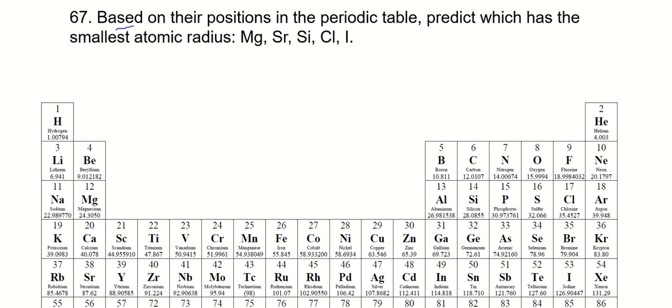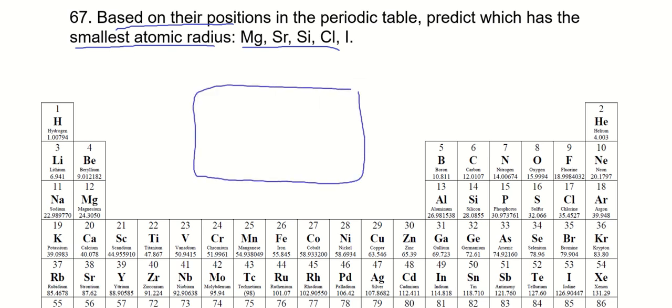So based on their positions, which of these has the smallest atomic radius? The trend in atomic radius is that as you go down and to the left of the periodic table, atoms get larger. And that's the general trend. There are exceptions. So the answer we're looking for is up and to the right, because it's asking us which of these is the smallest.